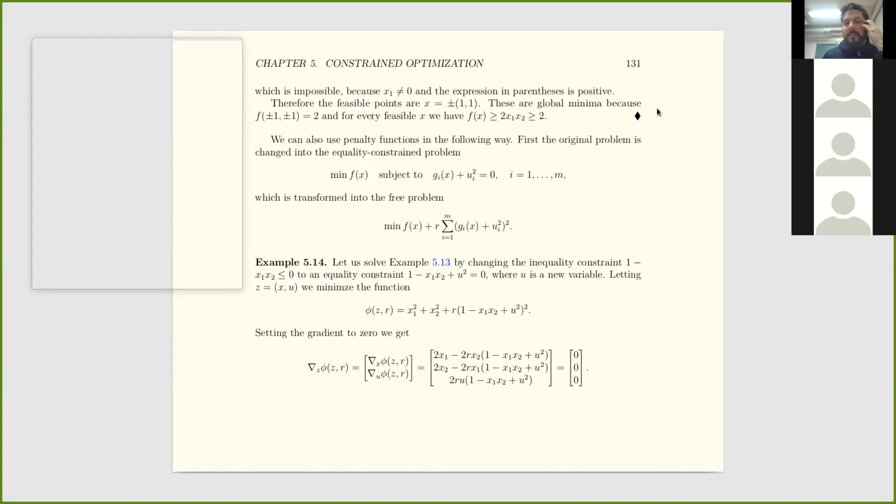induce what is called a slack variable, and then make it into an equality, and then you can transform the equality into a free problem, so that you are minimizing basically this g_i(x) plus u_i squared. So you're minimizing that. That means that in order to minimize this penalty, you're looking for points that are... this g_i(x) can be negative, right? So it can be negative.